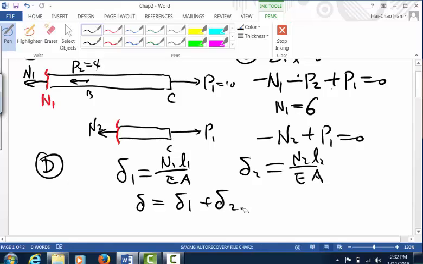Right? A2, yeah, we assume that you have a uniform bar. I just want to make it easier. In reality, you can have A1, A2 different. Then you just put A1, A2 here to calculate.